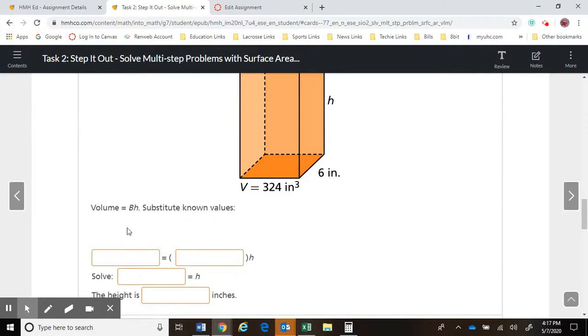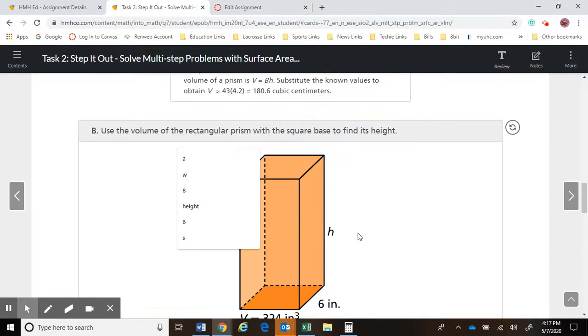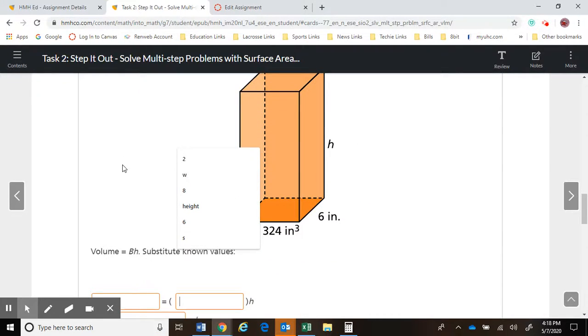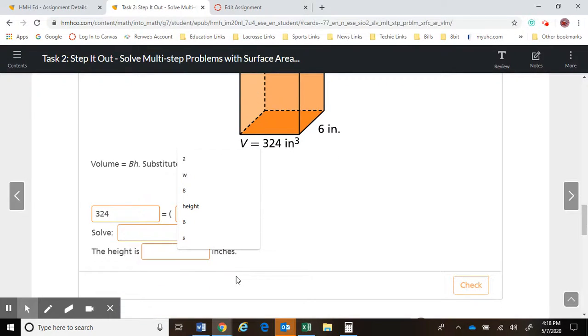Okay. All right, volume equals base multiplied by height. So I know the volume, 324. I don't know the area of the base yet, though, do I? All I know is 324, right? But, oh, well, wait a second. That's a square, right? So if this side is 6, what must this side be right here? That's right. That side must also be 6. So that would be 6 times 6, which is 36.